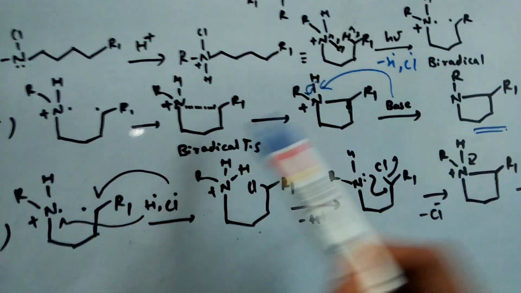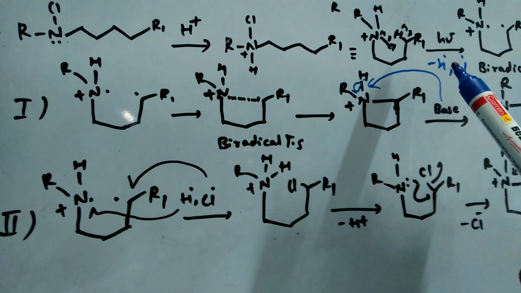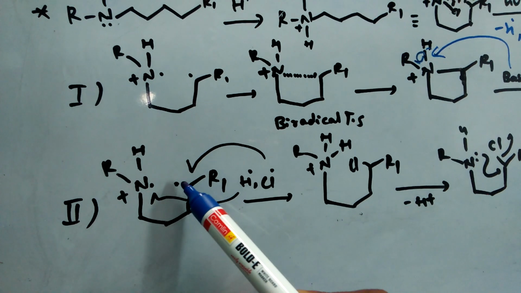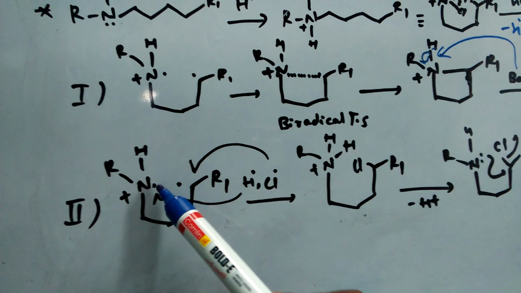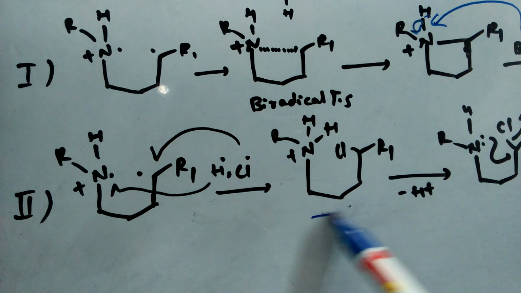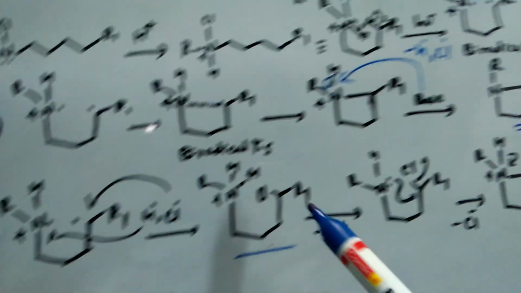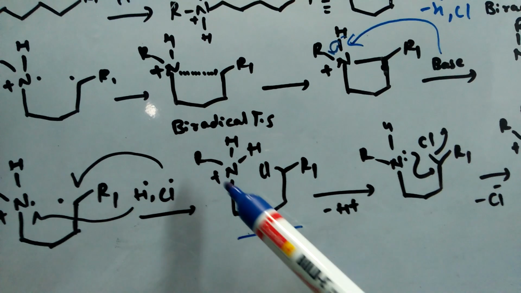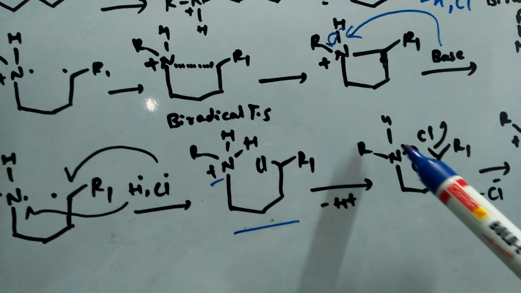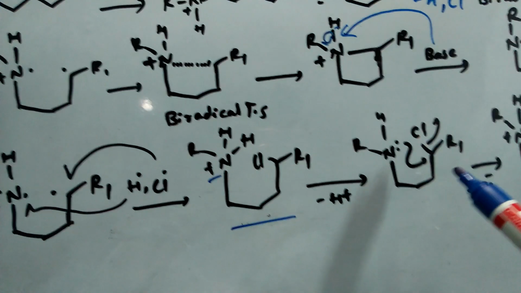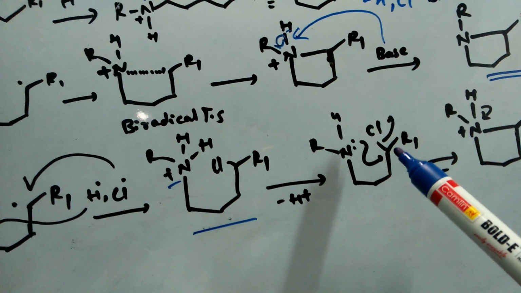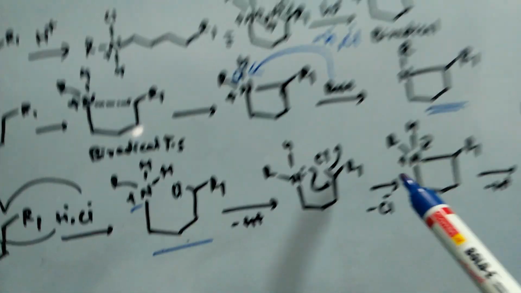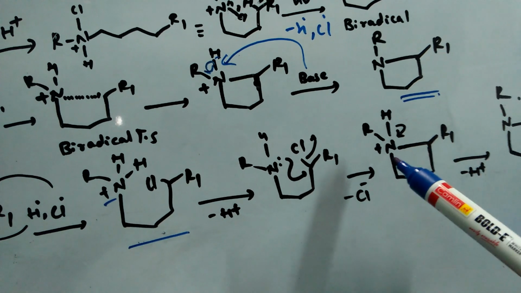And in this biradical intermediate where hydrogen and chlorine radicals are removed, this chlorine radical will go and attack this, and this hydrogen radical goes and attacks this, forming this intermediate. Further H plus is removed and this charge becomes neutral. The pair of electrons on nitrogen will attack this chlorine-containing electron-deficient carbon, and this chlorine is removed. You get this cyclic amine.